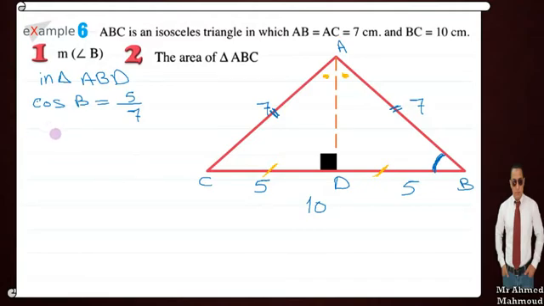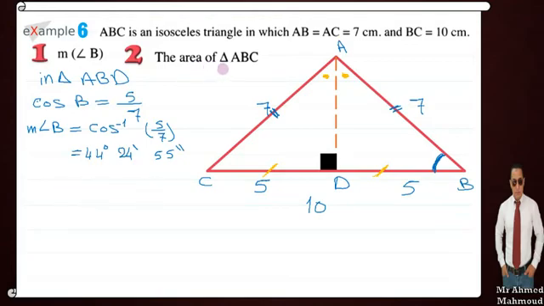So the measure of angle B equals shift cosine, or arc cosine, of 5 over 7, which equals 44 degrees 24 minutes and 55 seconds. This is the measure of angle B.